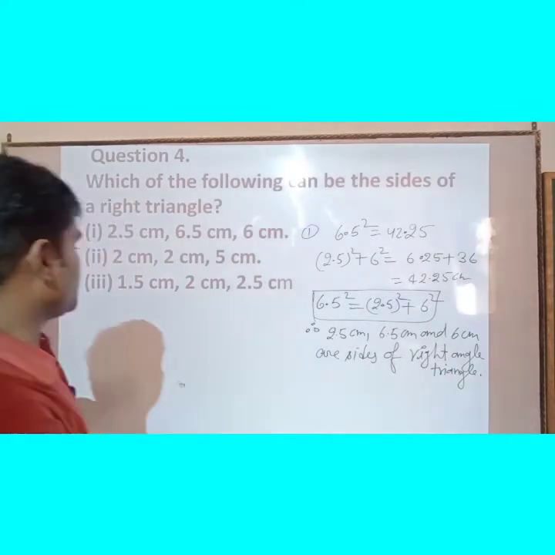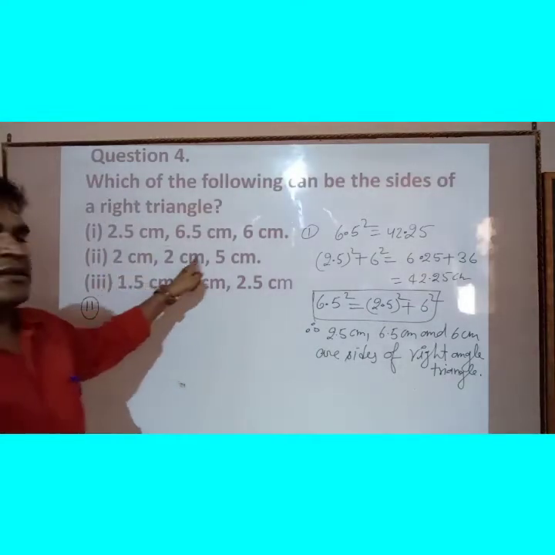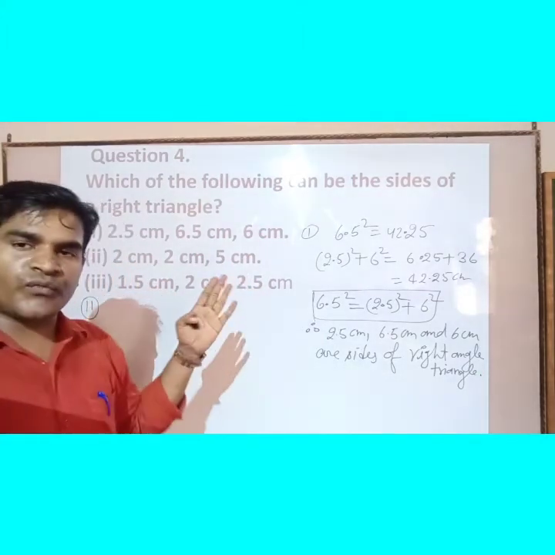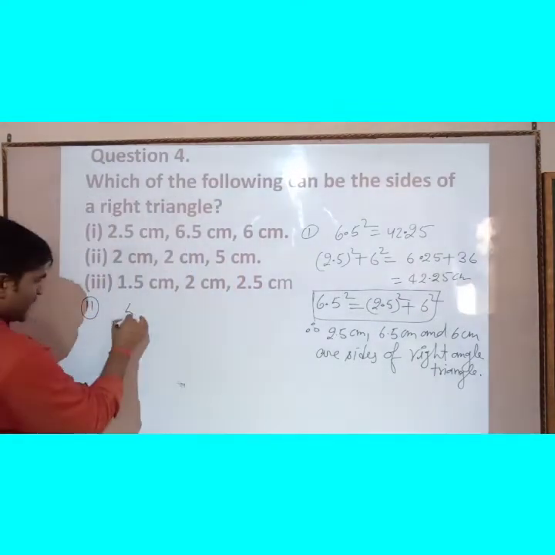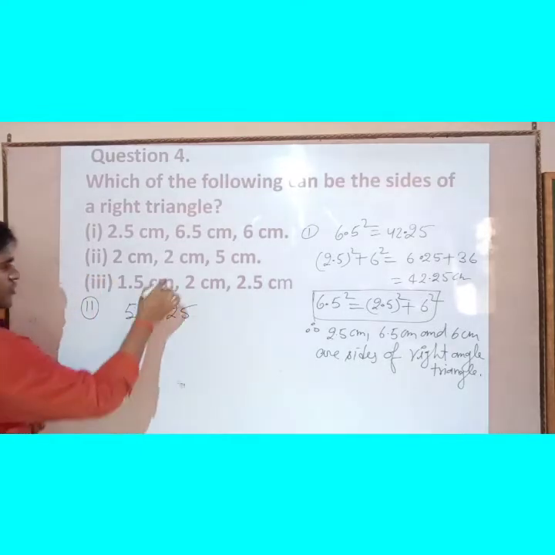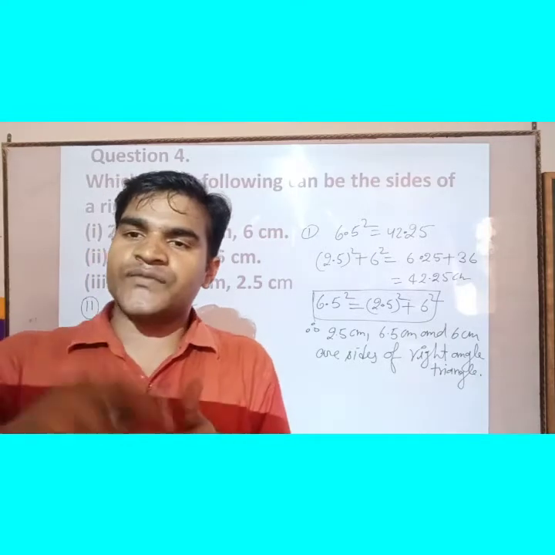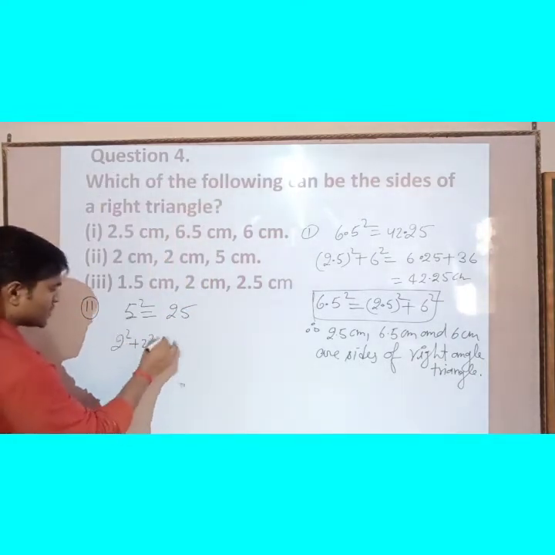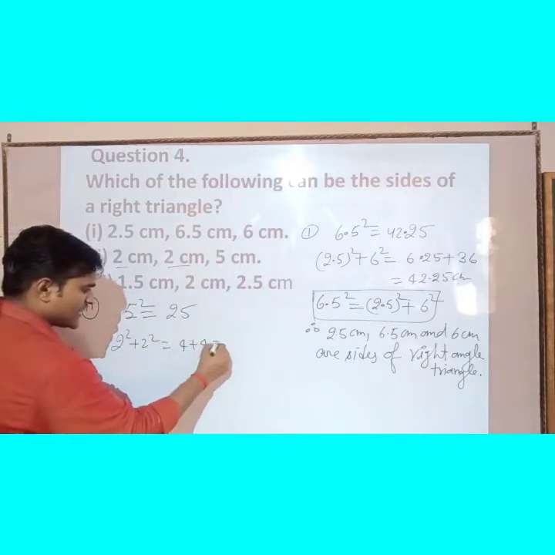Like that, children, the second one you have to check. The second one is 2 centimeter, 2 centimeter and 5 centimeter. What is the longest side? That is 5 centimeter. First we will find the square of the longest side. The square of 5 will be 25. Now we have to find the sum of the squares of the other two sides: 2 square plus 2 square, so 4 plus 4, that is 8.